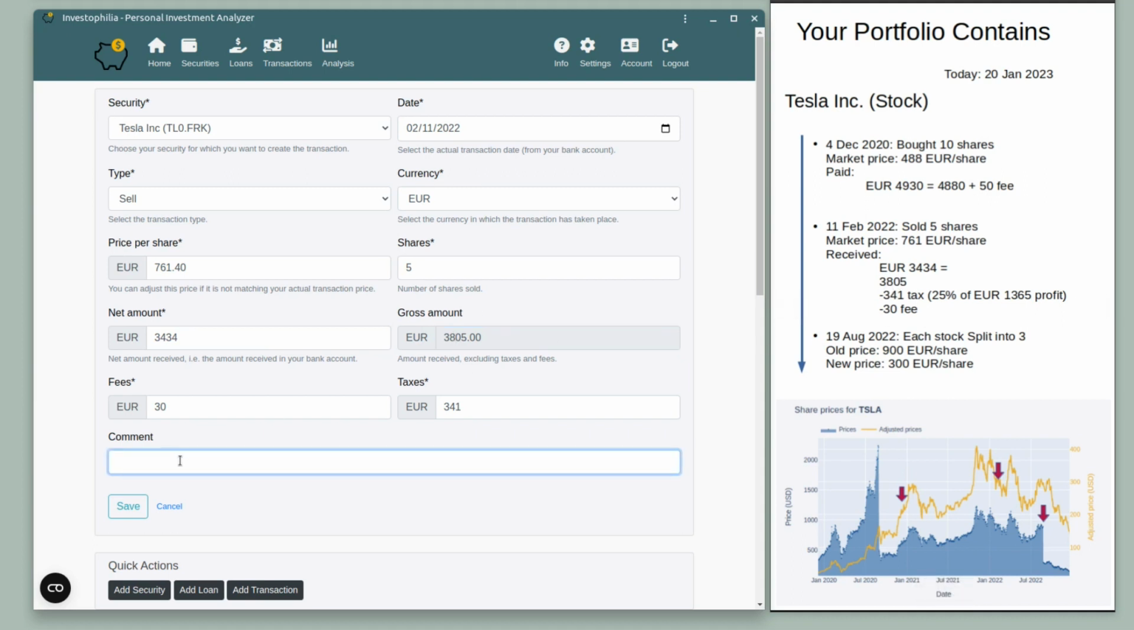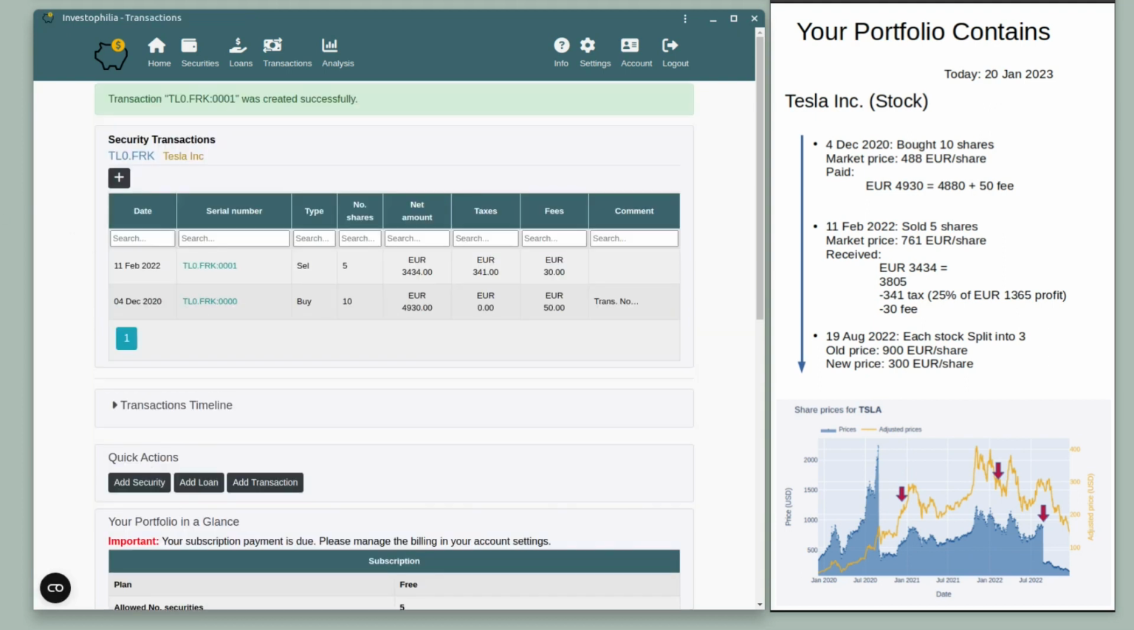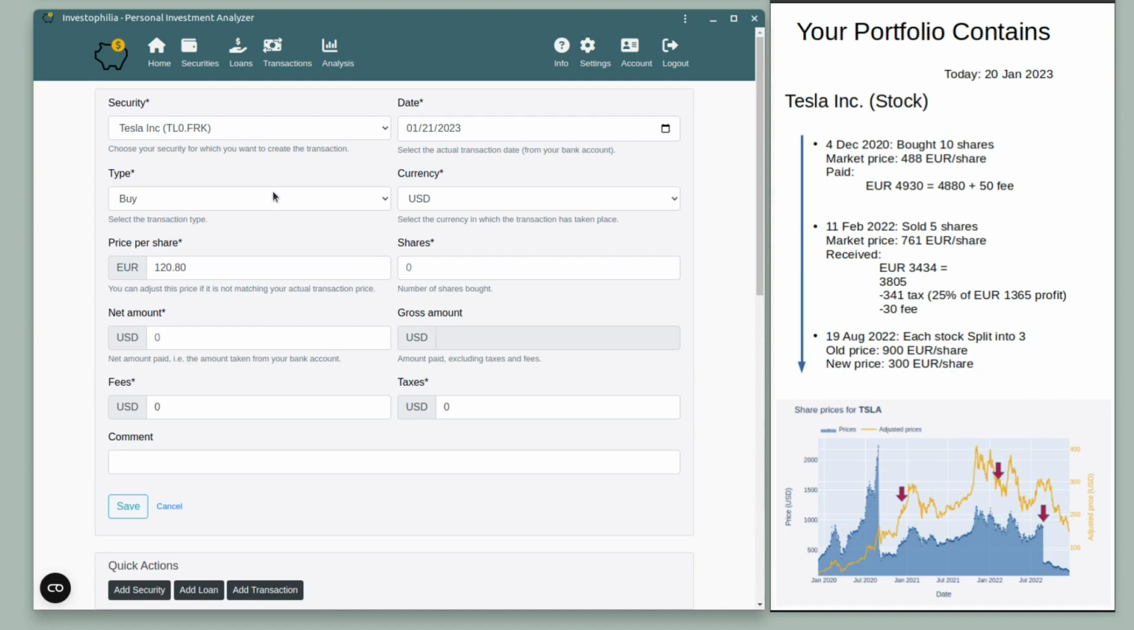And again, here I can give another transaction number or just some comments. I just add in one comment. So let's say dummy. Or you just leave it empty. Let me leave it empty. And then I save it. Let's add the last transaction and we are done with this video.